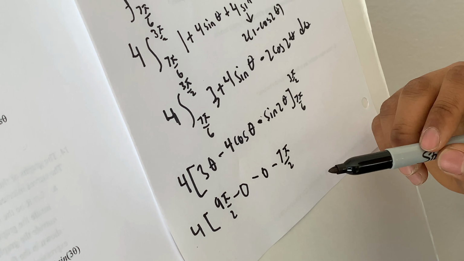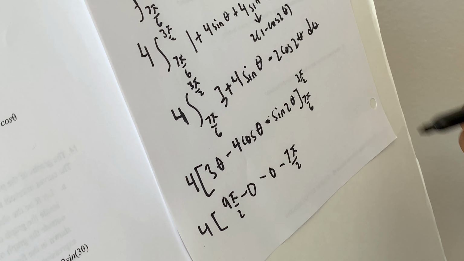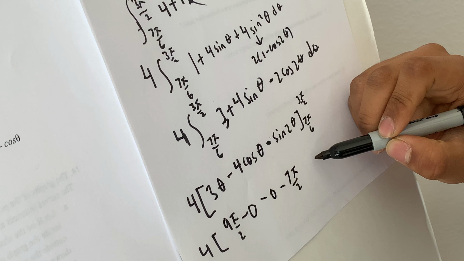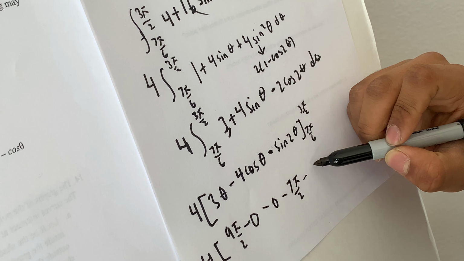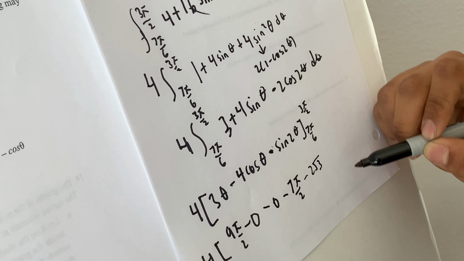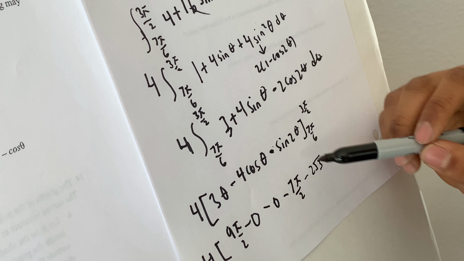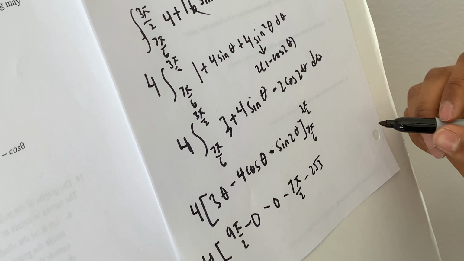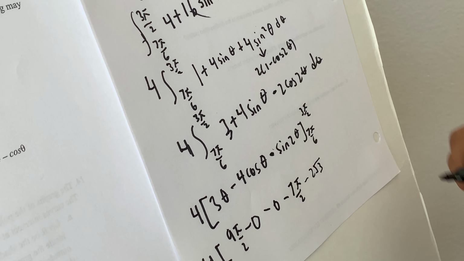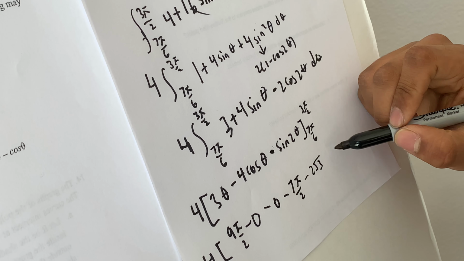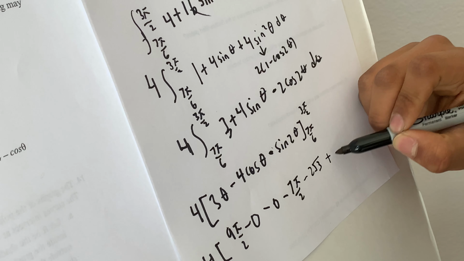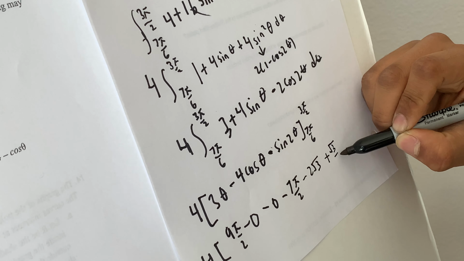Cosine of 7 pi over 6 is negative root 3 over 2, so it's going to be negative 2 root 3. Then last thing, sine of 7 pi over 3, that's just sine of pi over 3, which is going to be equal to root 3 over 2. So add a root 3 over 2.